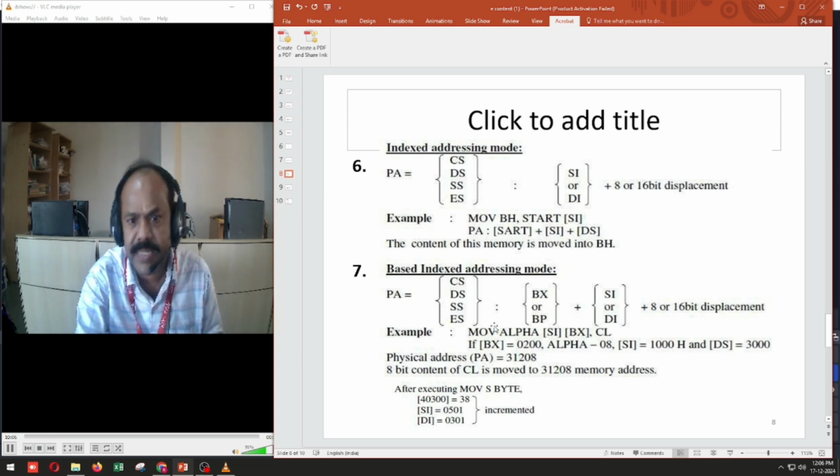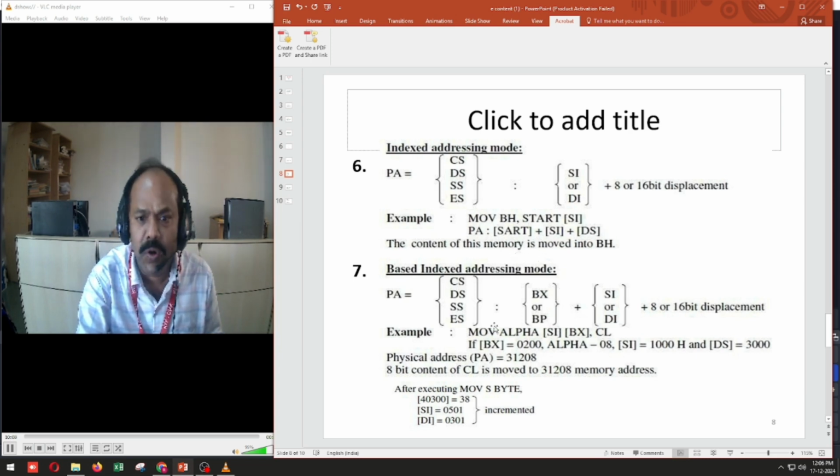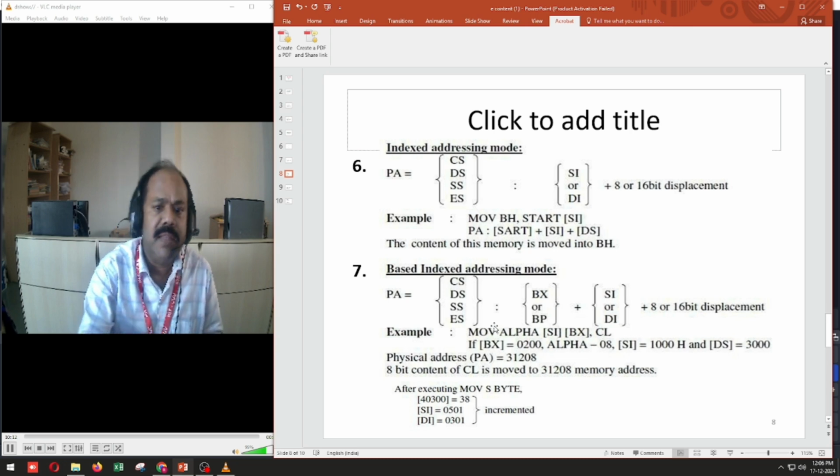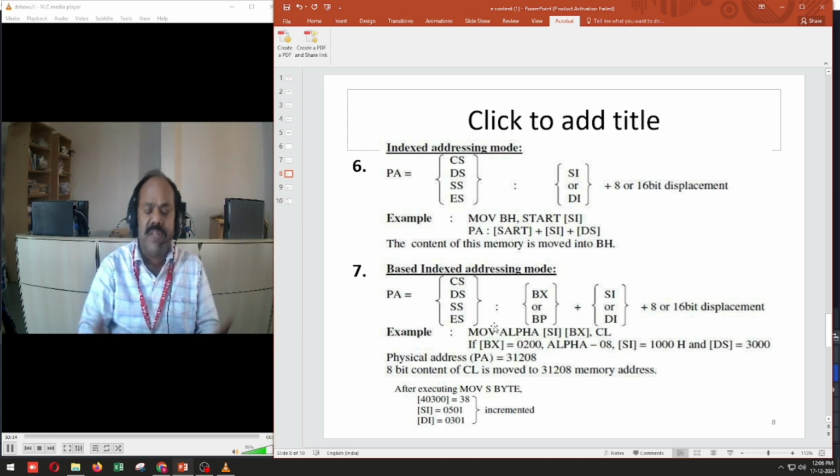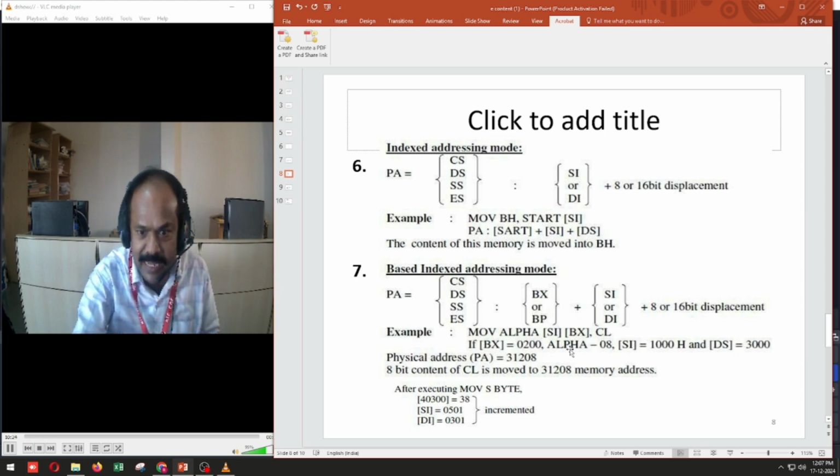Now the seventh one is a mix of the above two, based indexed addressing mode. Here the offset address will be available in both the base register and the index register. It is a combination of the above two. Look at the example: MOV ALPHA[SI][BX], CL.